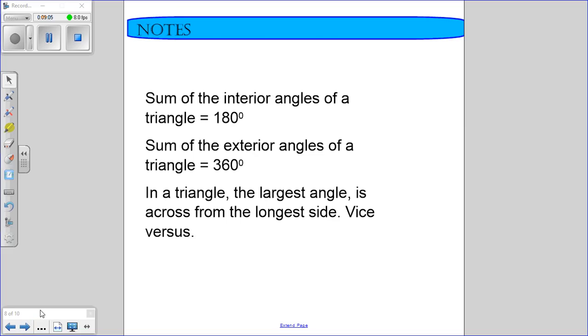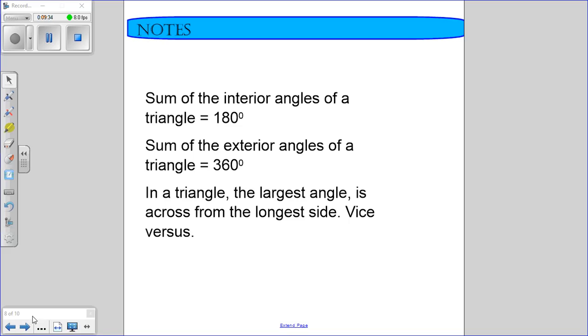Okay, the second half of our theorem is that the sum of the interior angles of a triangle is 180, and the sum of the exterior angles is 360. Be sure to write this down. As soon as you get to a page that says notes, please write it down and write down the examples as well. All right, in a triangle, the largest angle is across from the longest side.